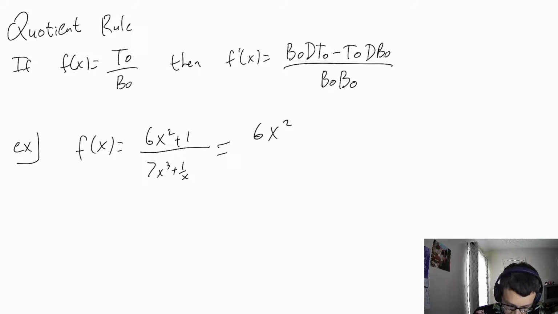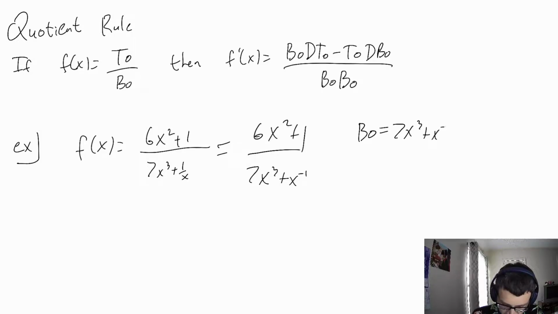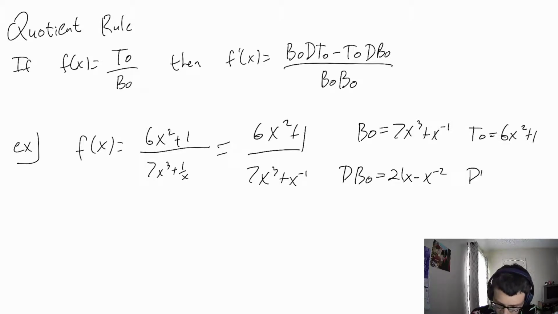And again, as always, it's helpful to write everything with exponents. So we're going to write the 1 over x as x to the minus 1. So now our bottom part is 7x cubed plus x to the minus 1. Our top part is 6x squared plus 1. Our dBo, the derivative of the bottom, is 21x squared minus x to the minus 2. And our dTo is 12x.